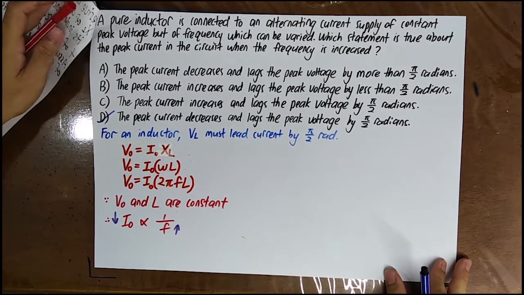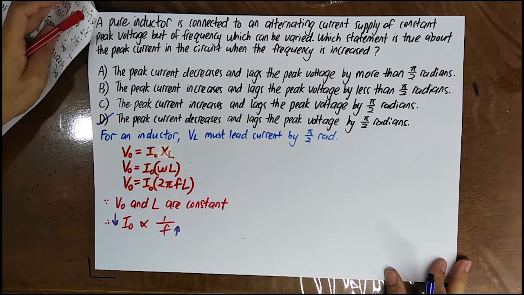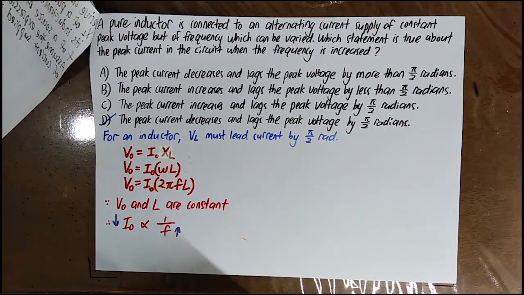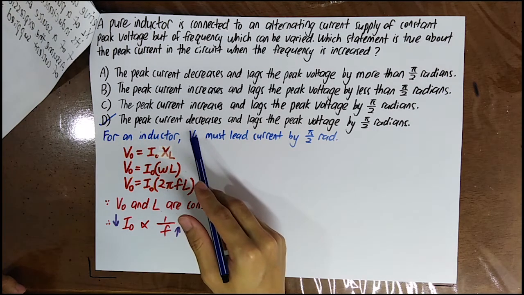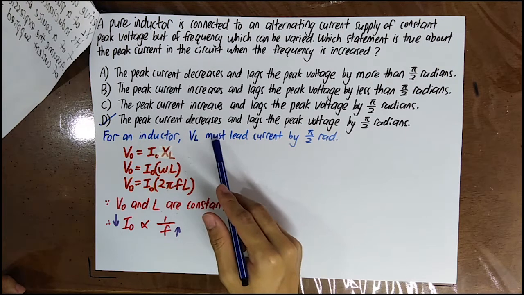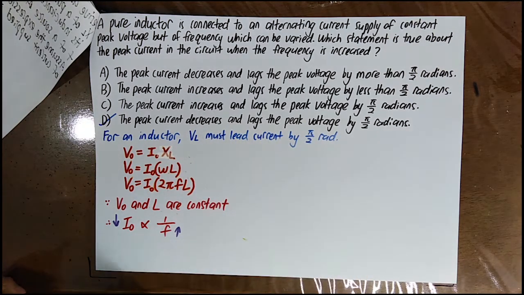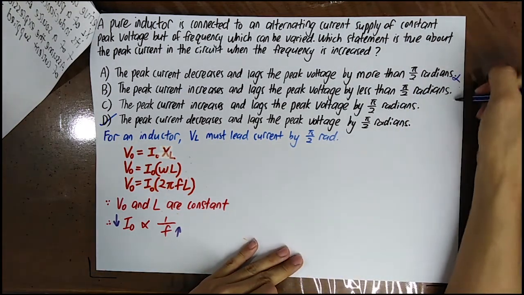A pure inductor is connected to an alternating current supply of constant peak voltage but of frequency which can be varied. Which statement is true about the peak current in the circuit when the frequency is increased? Okay, for an inductor, that means that the voltage across the inductor must lead the current passing through the inductor by pi over 2 radian. Not more, not less. So they are automatically out.